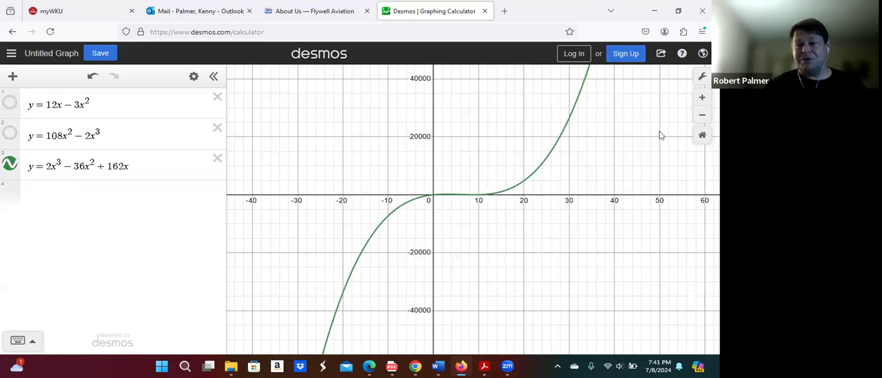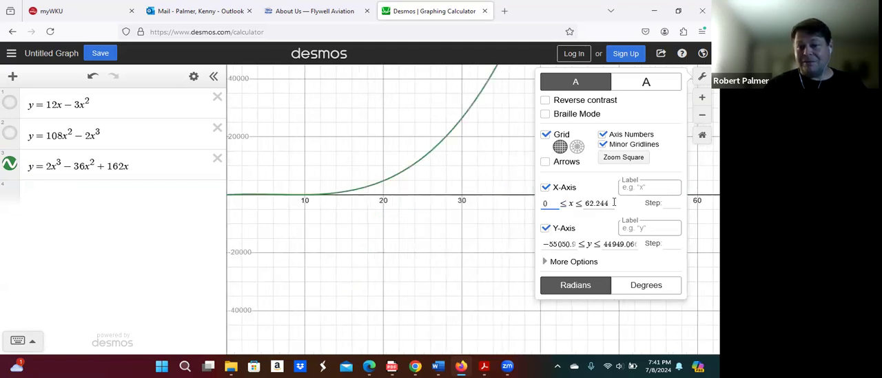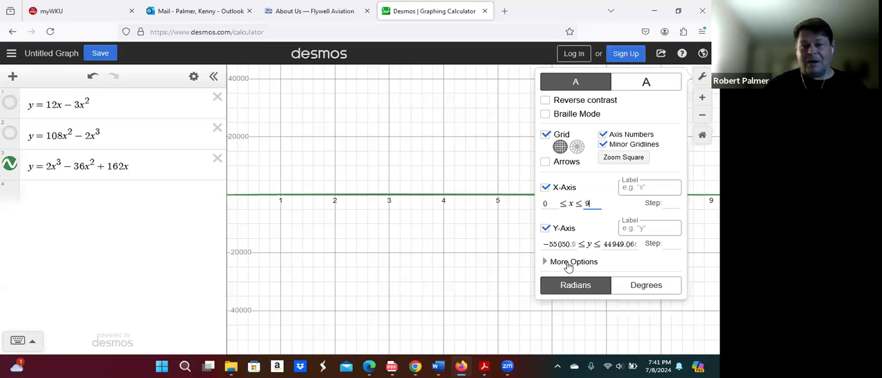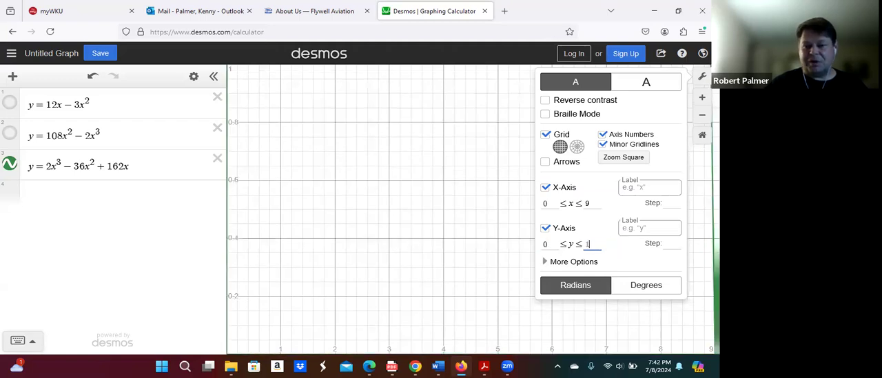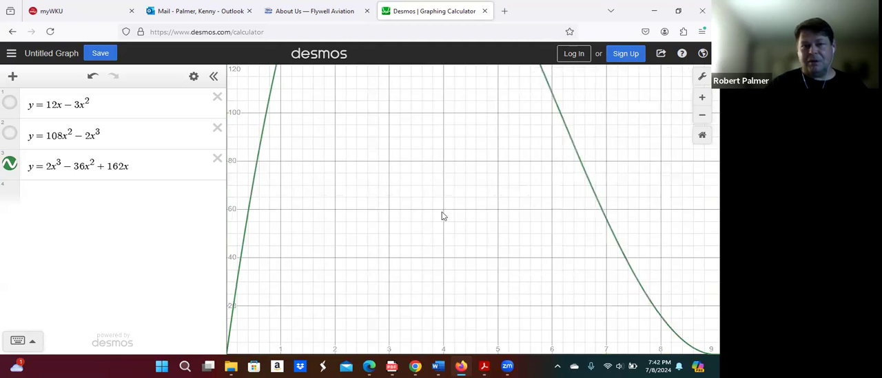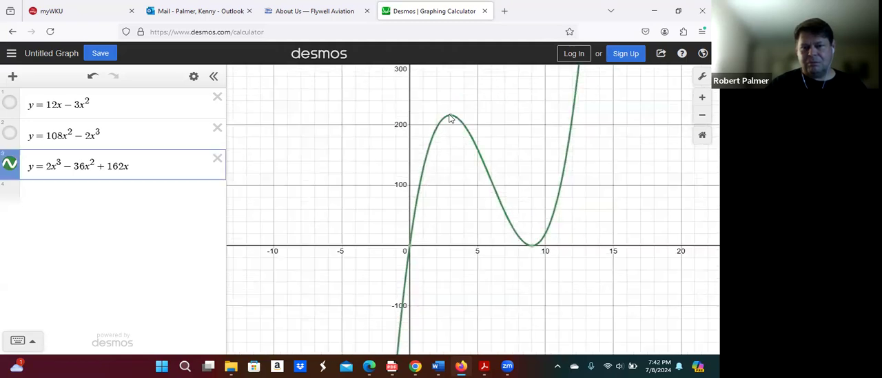Yeah, so we have to change our scale around because I can't really see anything here. But remember, we said this has to go between 0 and 9. So let's make x between 0 and 9. And for our height, our maximum should be about 108, so let's make it 120. Okay. And 216.